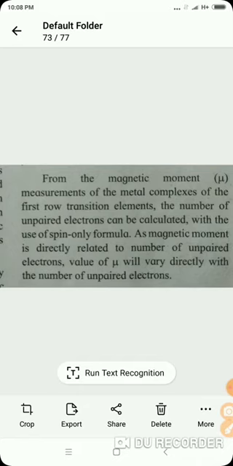As the magnetic moment is directly related to the number of unpaired electrons, when we observe the formula we clearly understand that there is a direct proportion. The value of mu will vary directly with the number of unpaired electrons. So as the magnetic moment increases, the number of unpaired electrons also increases.